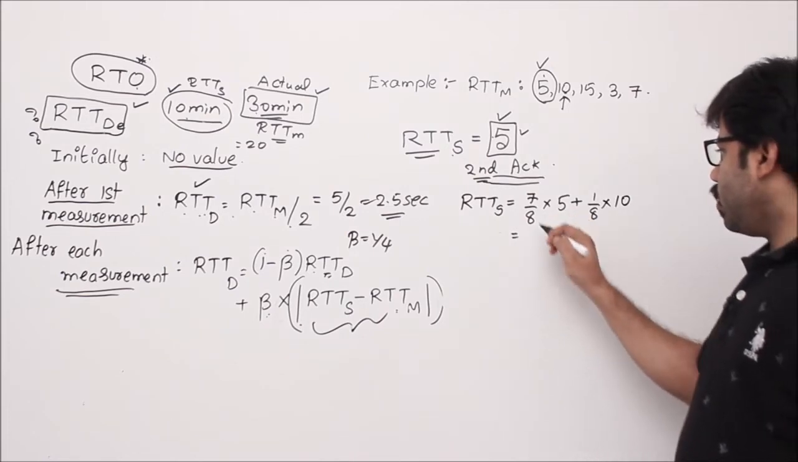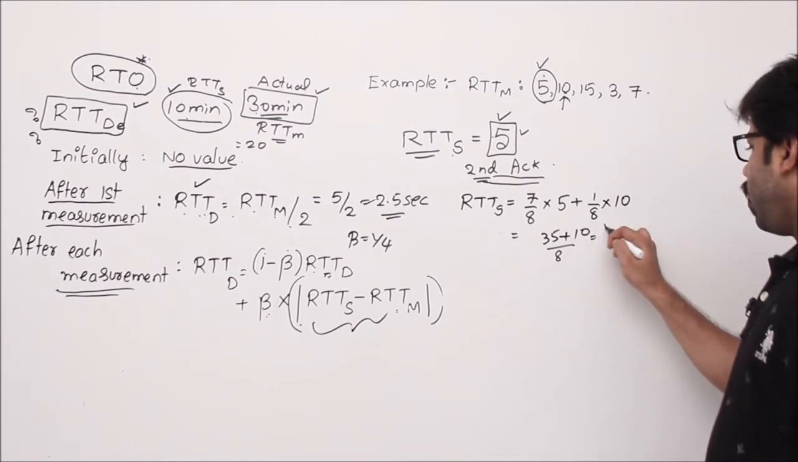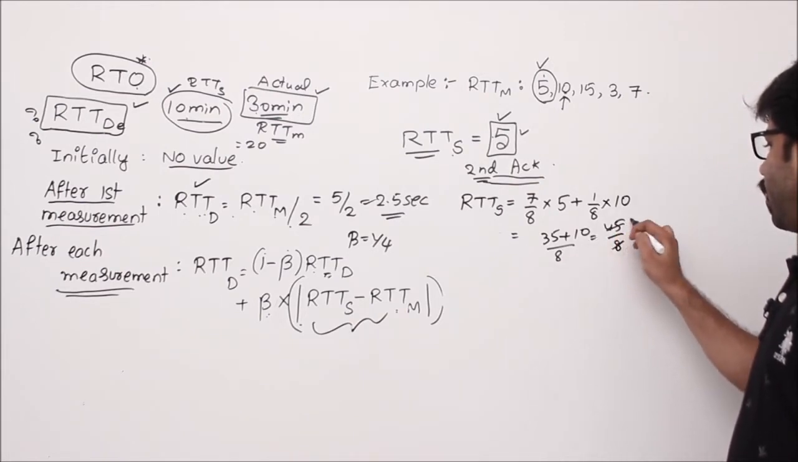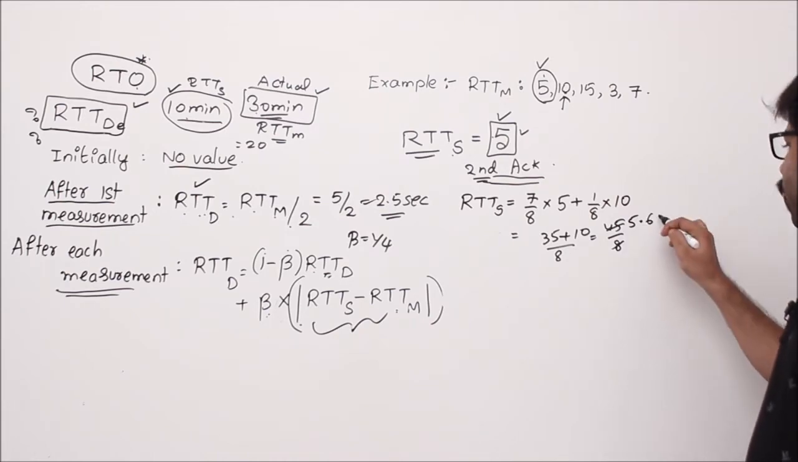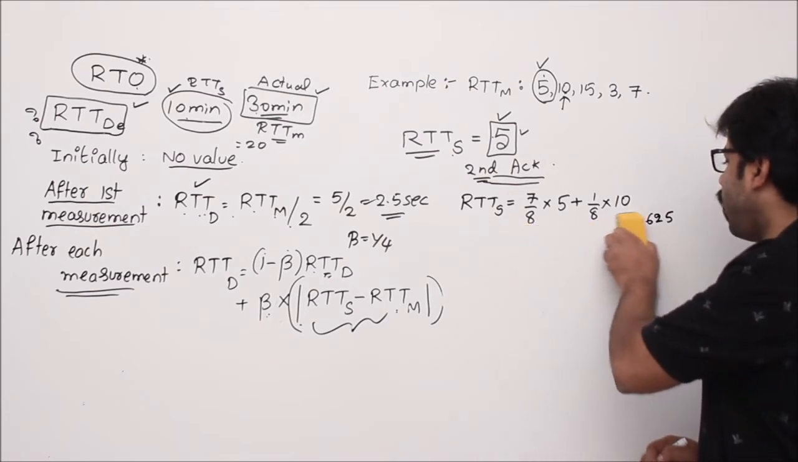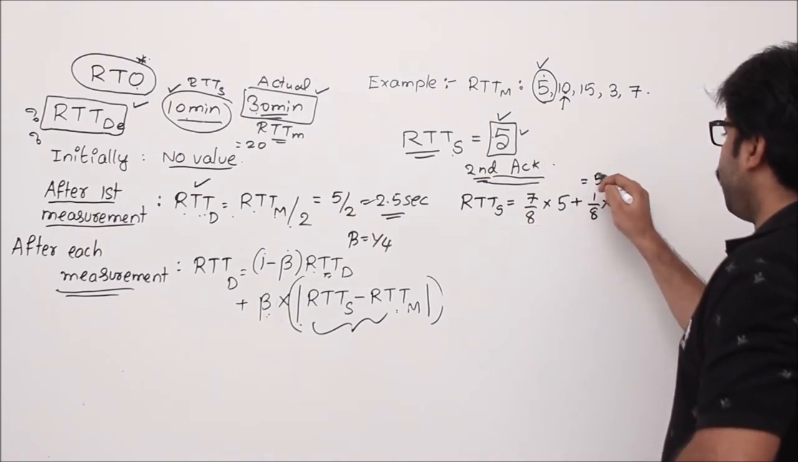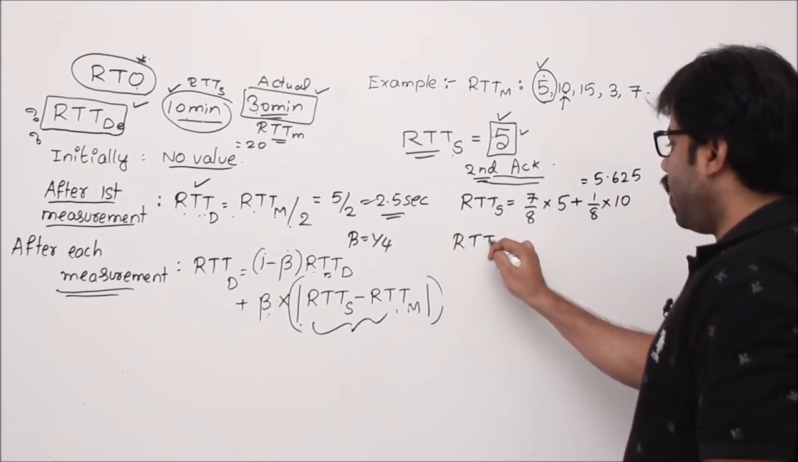It would become 35 plus 10, 45 by 8. 45 by 8 is nothing but, 8 5s are 40, then you get 5, 8 6s are 48, 25, 8 2s, so 5.625. So RTT smooth is 5.625, remember it. Okay, now we are computing RTT delay or deviation.